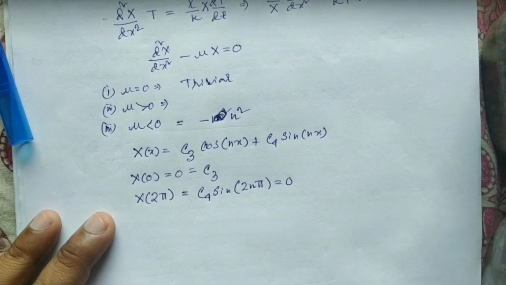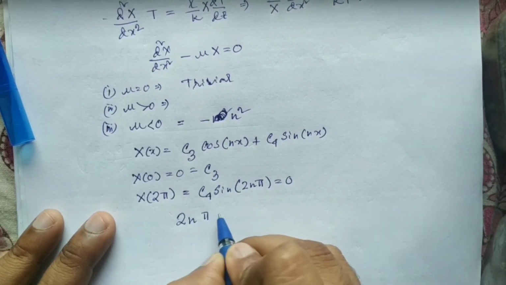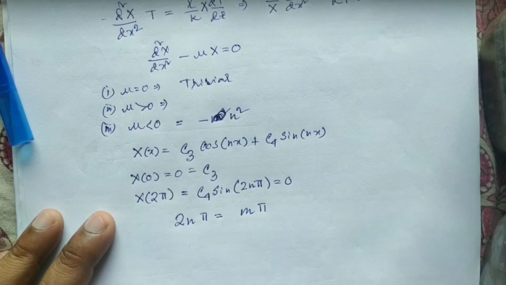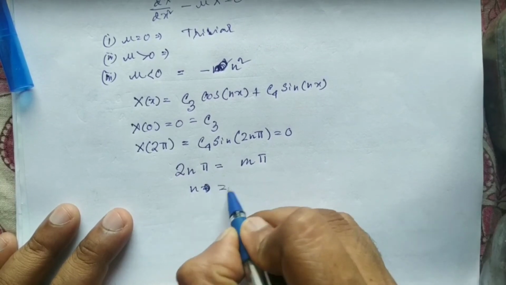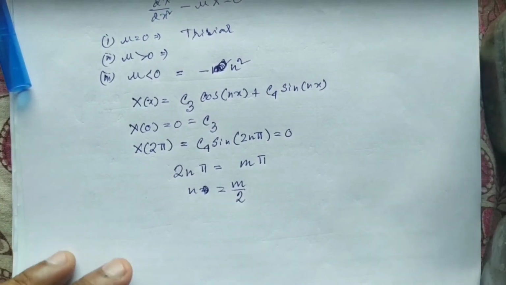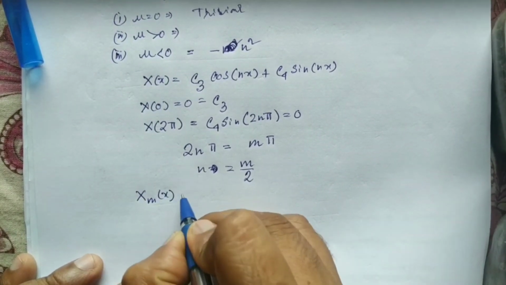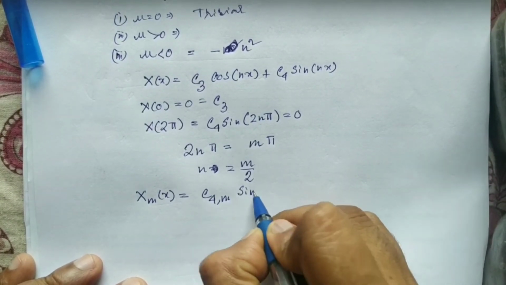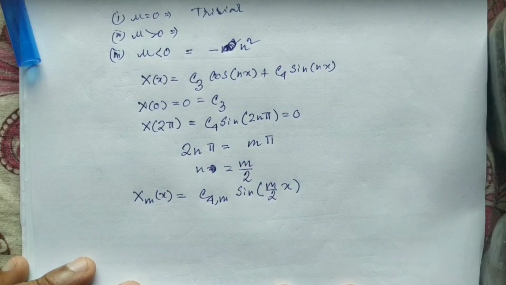Now, as far as it seems, 2n pi should be equal to some m pi, and n should be equal to some m by 2. So you can write your result as X_m(x) is equal to c4m sin(m x by 2).